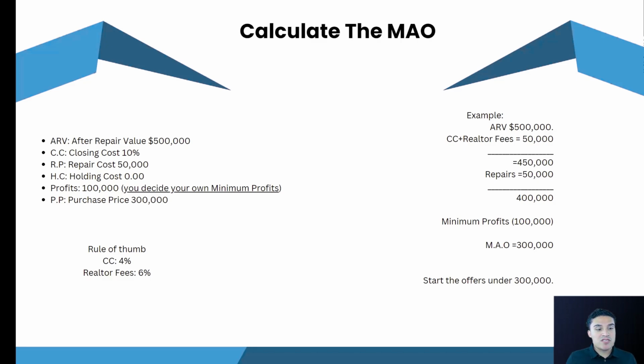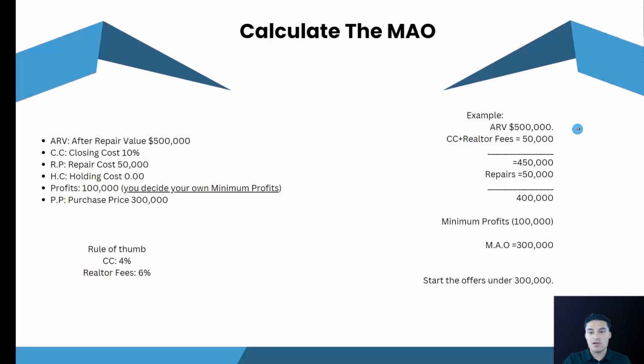And the purchase price on this property was $300,000. So how did we get to that? We got to that because when you decided that you wanted to make a minimum of $100,000 profit, that's when you subtract that from the math so that you can get the maximum allowable offer. So we're going to go here. You're going to take a look at this over here. Again, this is a better breakdown.